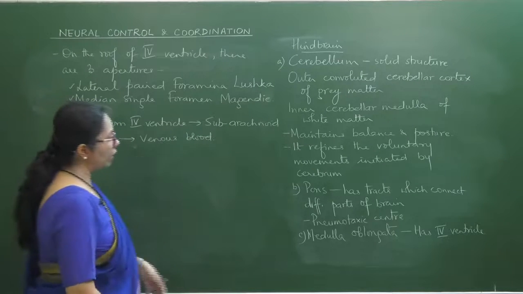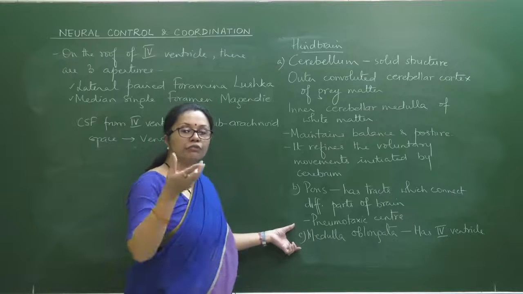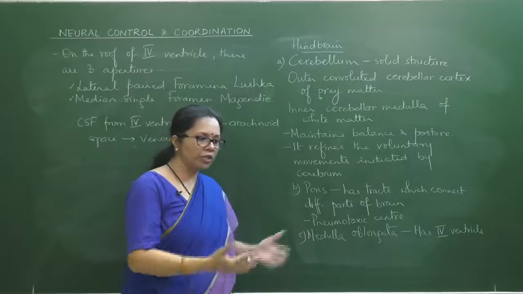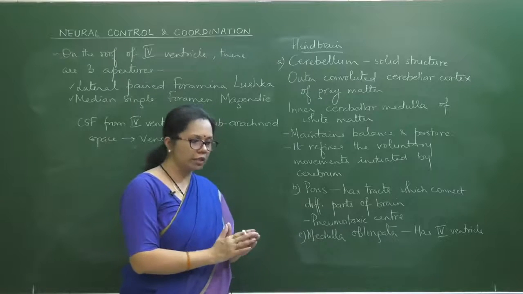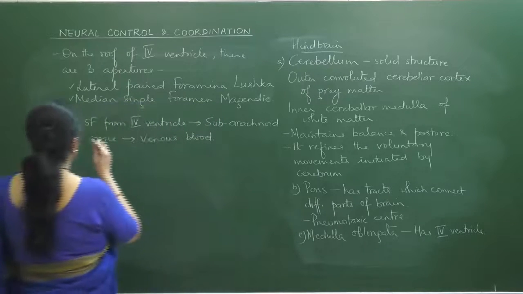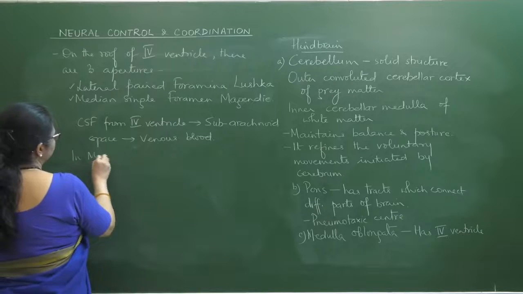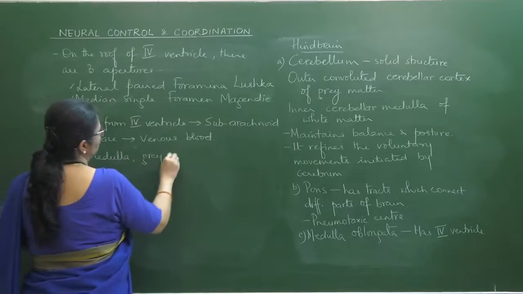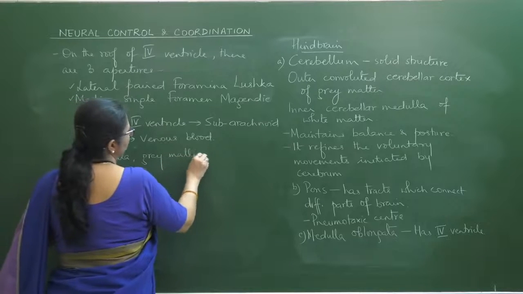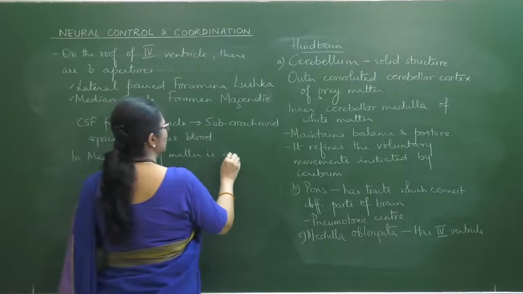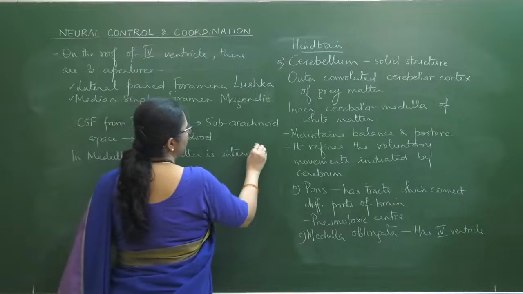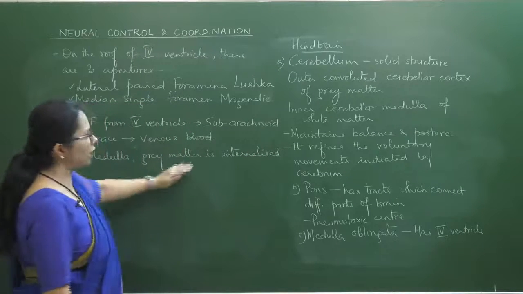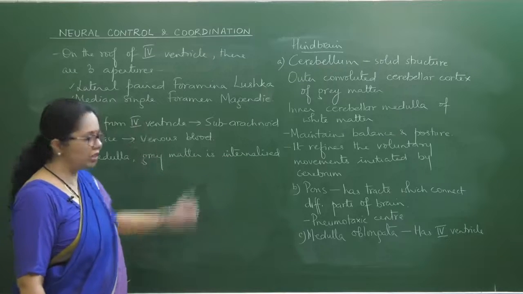Then this was one part. Then in the medulla you see there is a reversal of the grey and the white matter. Now the white matter becomes external and the grey matter is internalized, and the same thing will continue in the spinal cord also, you see. So now the grey matter is internal and the white matter is external.